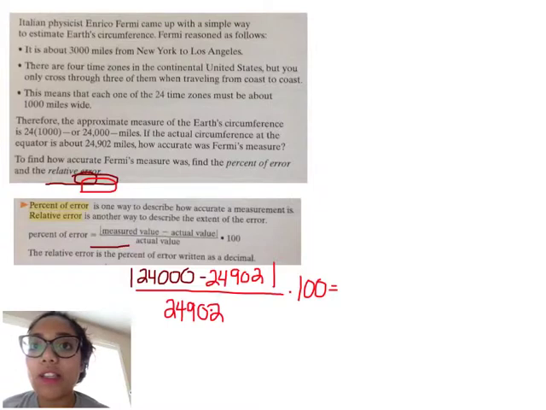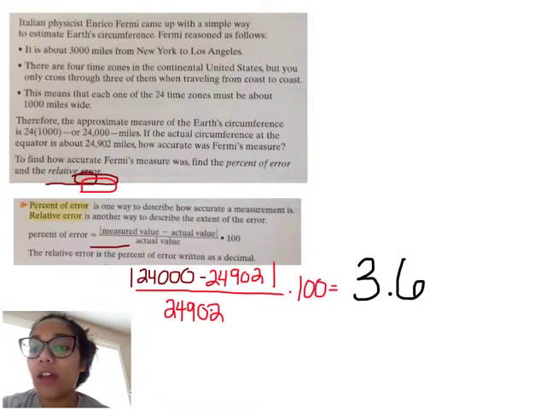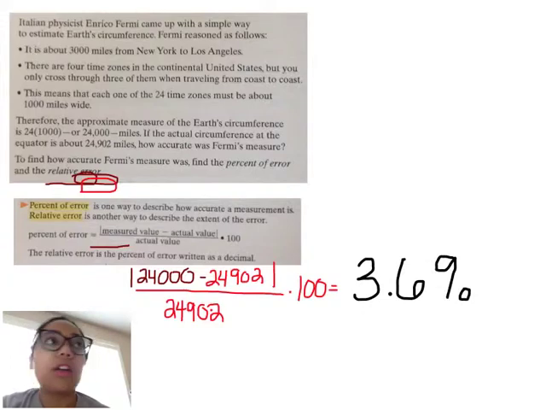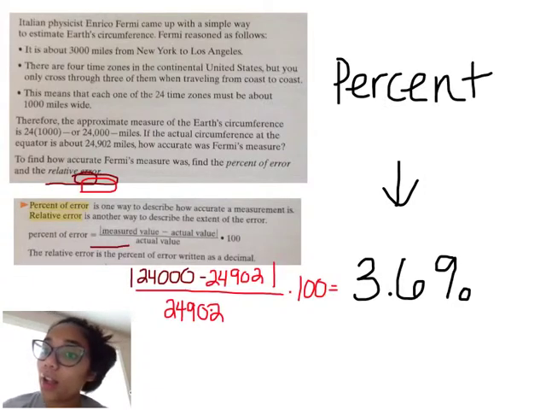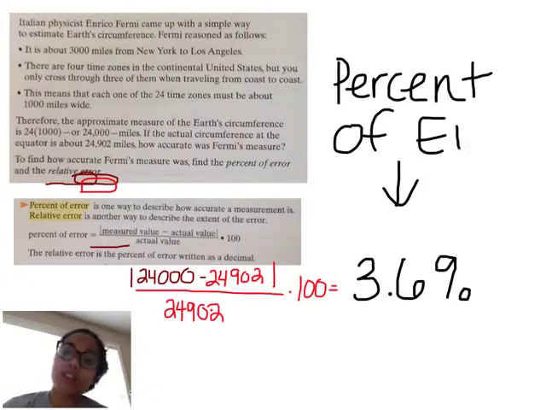Okay, so I put it on this slide as well. Your percent of error is one way to describe how accurate a measurement is. The relative error is another way to describe the extent of error. So here's your equation. The percent of error equals the absolute value of measured value minus actual value all over actual value times 100. The relative error is the percent of error written as a decimal. So basically, once you get the percent of error, you can get the relative error, and once you get the relative error, you can get the percent of error.